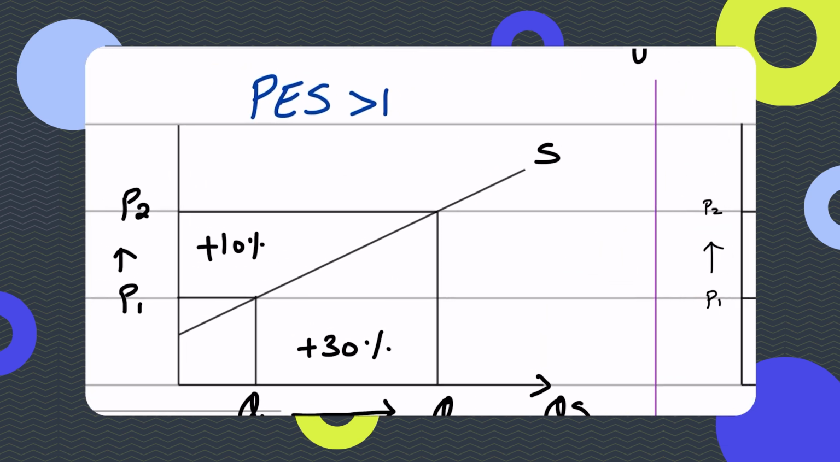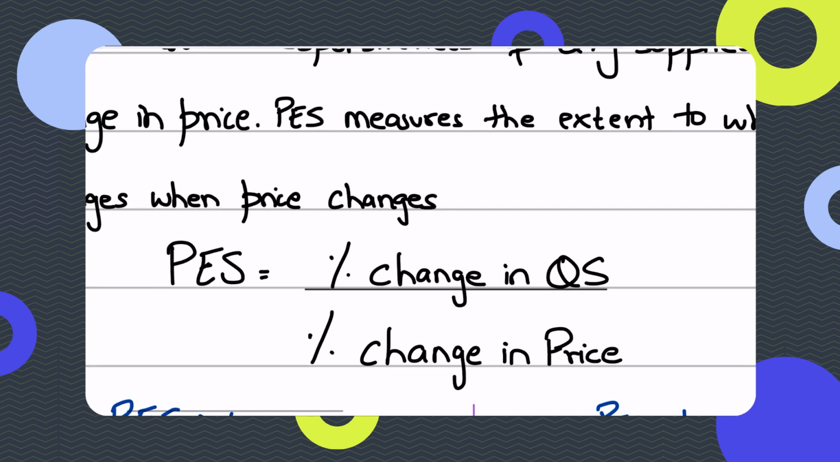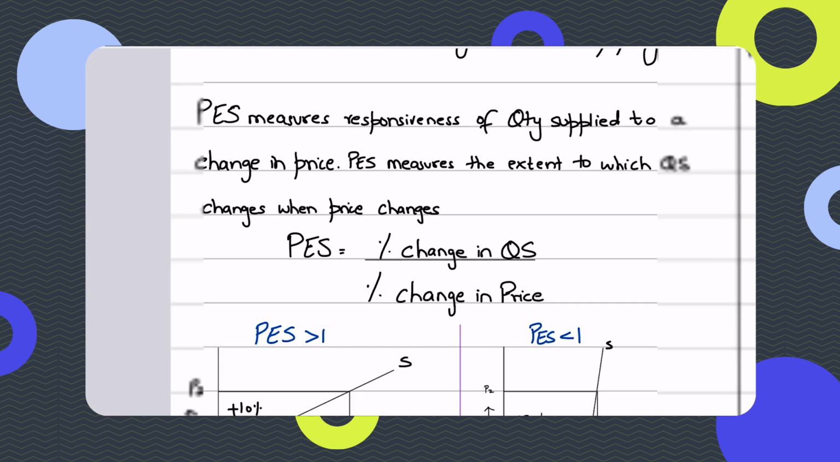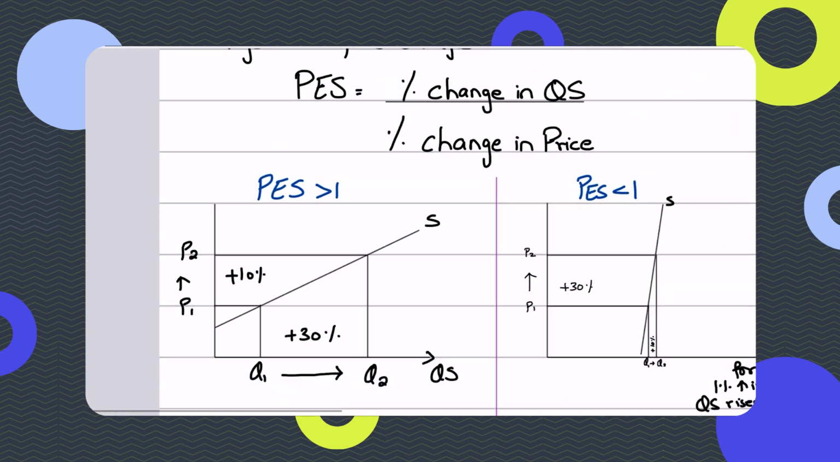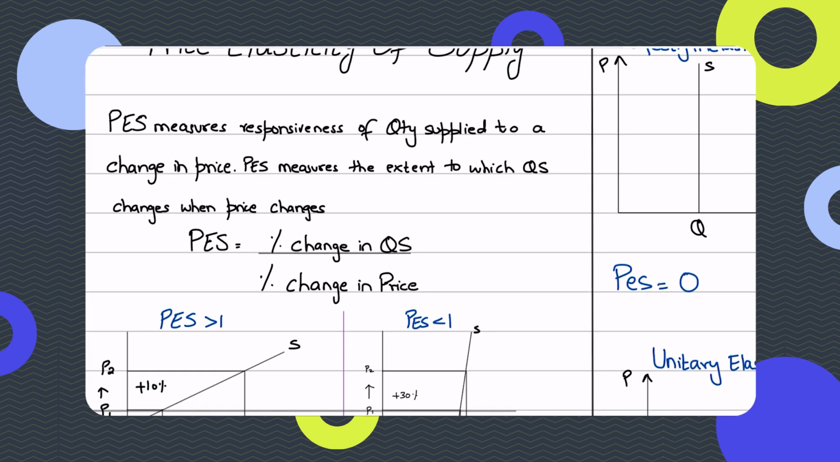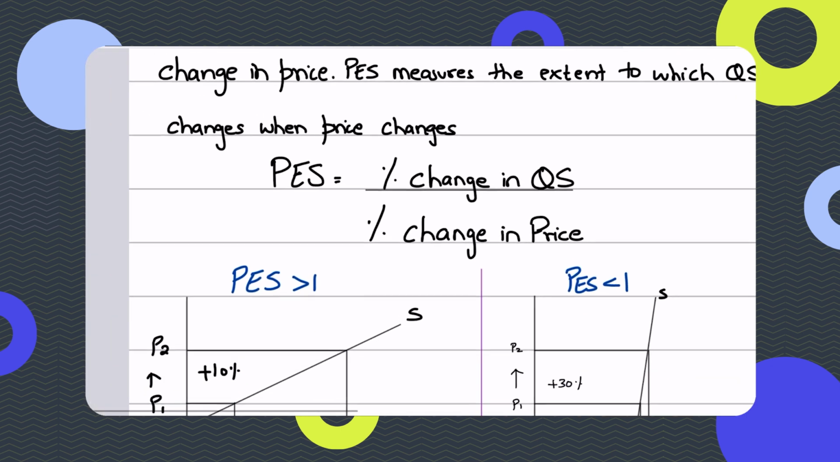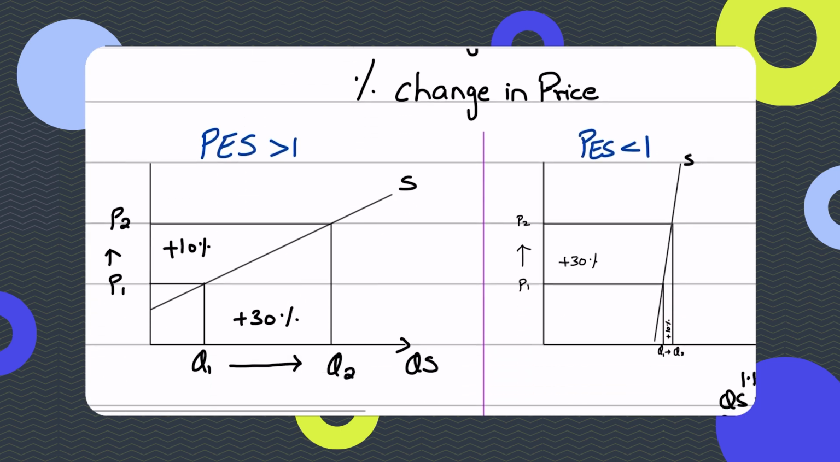Now the percentage change in quantity supplied is calculated the same way as we calculated the percentage change in quantity demanded. We'll use the same formula, new minus old upon old times 100. This time I'm not calculating these values because it's the same way, so there's no point in repeating those calculations. I have just written the percentage changes directly here, just like you calculated percentage changes in price and quantity demanded in the previous videos.